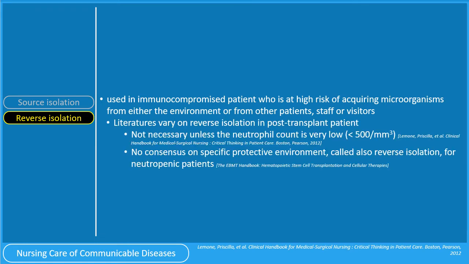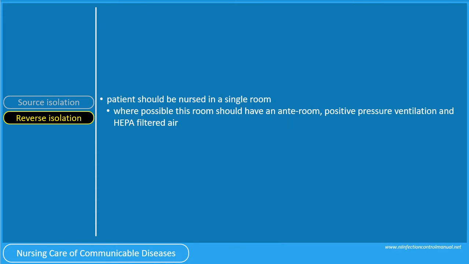Literature actually varies on reverse isolation in post-transplant patients. In the book Clinical Handbook for Medical Surgical Nursing, Critical Thinking in Patient Care by Lemone, reverse isolation is not necessary unless the neutrophil count is very low or below 500. In the European Society for Blood and Marrow Transplantation, there is no consensus on a specific protective environment, also called reverse isolation, for neutropenic patients. When used, patients should be nursed in a single room.